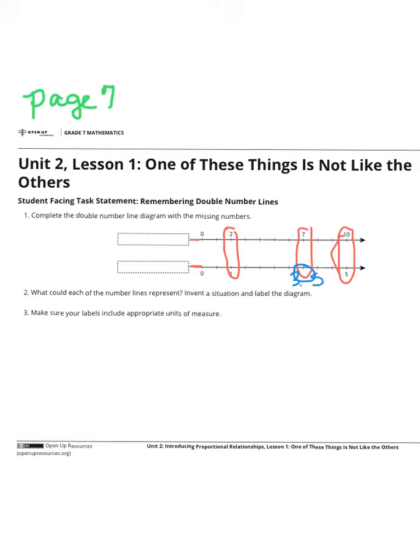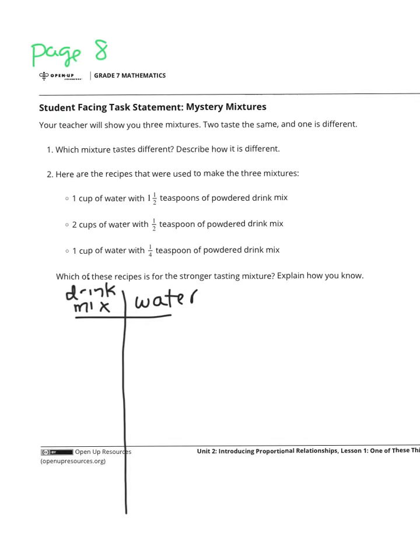Okay? It says, what could each of the number lines represent? Could be almost anything. I don't want to spend too much time on this. You could let your imagination run wild there. As we turn the page, we have this idea of drink mixtures, which is really what I like to do in class, but we just don't have time this year.